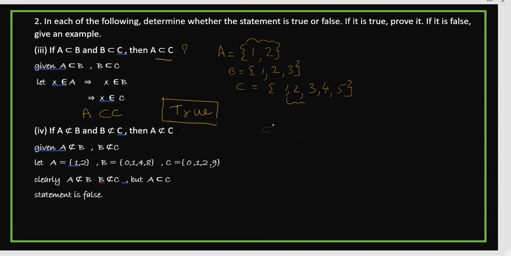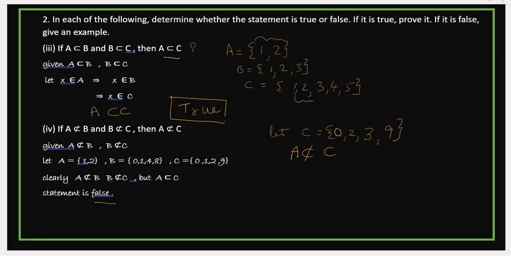Suppose let C be a set containing 0, 2, 3, 9 as elements. See, clearly A is not a subset of C. And it also satisfies the condition B is not a subset of C. This statement is correct in this case. So then A is not a subset of C. The statement is sometimes true, sometimes not true. So it is not always true. So in that case we'll say the statement is false.